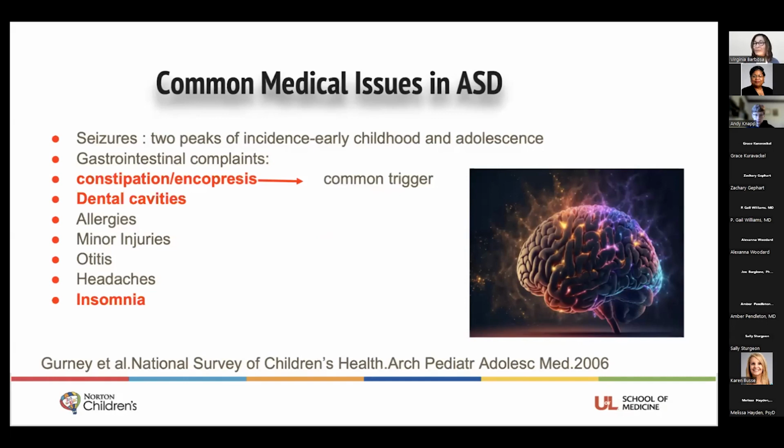So the parents think that this is how they are. Sometimes it's significant enough that the parents are concerned, but sometimes they just think that this is how they are and it's not causing any major impact. However, you can see a big difference after cleanouts and after the intestinal habit is restored. Dental cavities and oral abscesses are frequently overlooked and also highly correlated to irritability. Allergies, otitis, headaches, insomnia. So these are just some of the most frequent medical comorbidities that are associated with irritability and aggression.